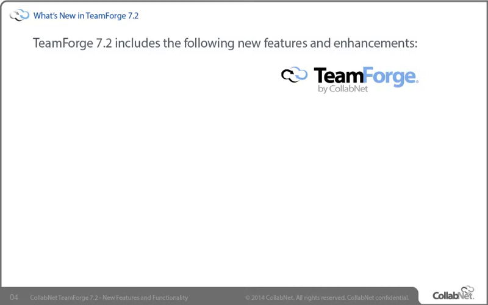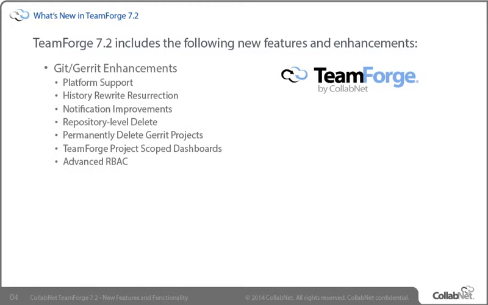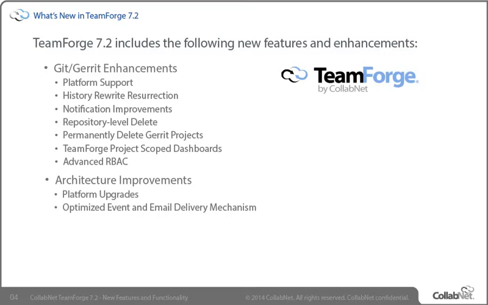Also new in 7.2 is a stronger Git-Gerrit integration with enhanced platform support, new history rewrite resurrection functionality in the web UI, notification improvements, repository-level delete permissions, the ability to permanently delete Gerrit projects, TeamForge project scope dashboards, and advanced role-based access controls. Architecture improvements include platform upgrades with updates to newer versions in many third-party integrations and an optimized event and email delivery mechanism.